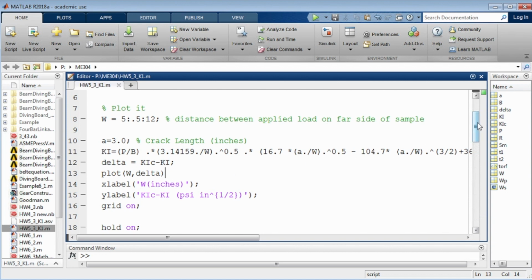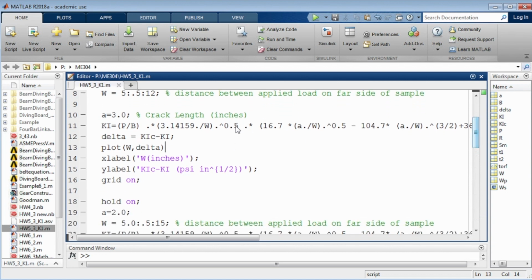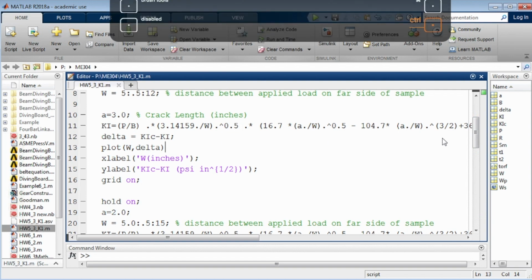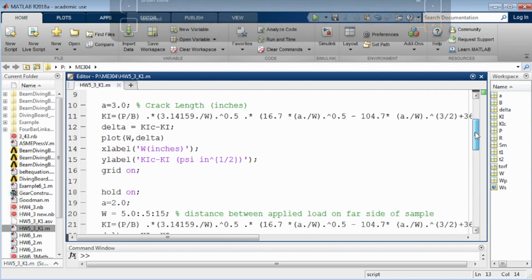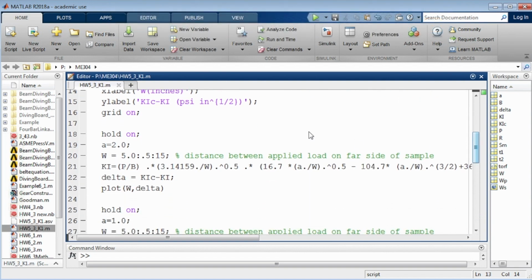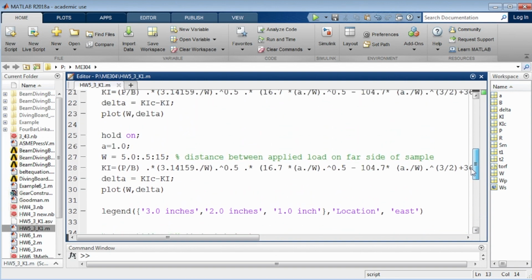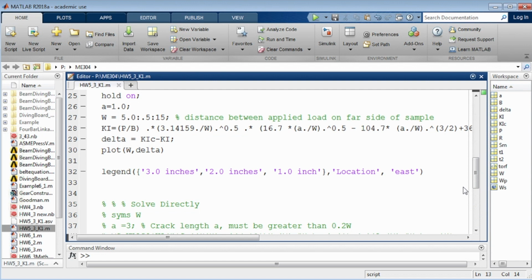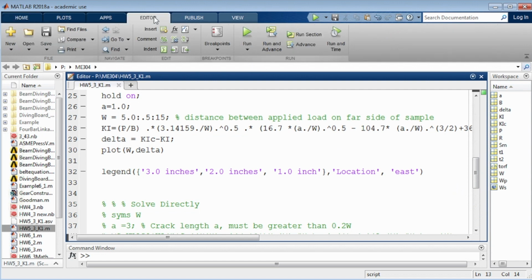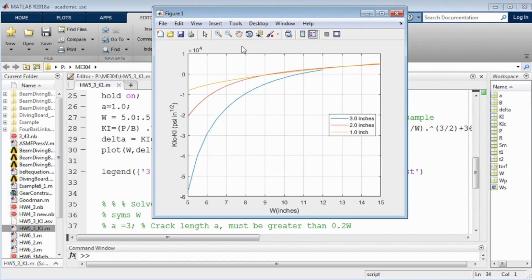that I want. So then I plot W versus delta, and I do this 3 times for 3 different crack lengths, 3, 2, and 1. And I make myself a legend. So let's run this and show what it provides. Okay, let's run the program and see what we get.